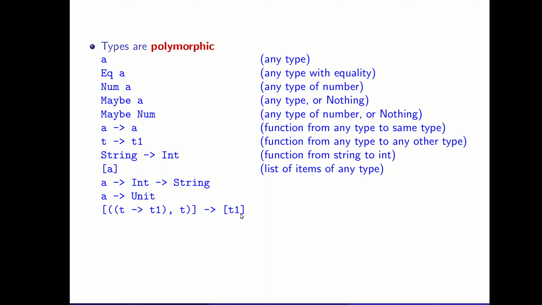This is a pretty complicated one, but it shows you some of the range of the different types that can exist in Haskell. Some of them belong to this very broad any category, like my A's, my T's, my T1s, etc. And some of them belong to more constrained categories. And there are even very specific categories like int or string as well.